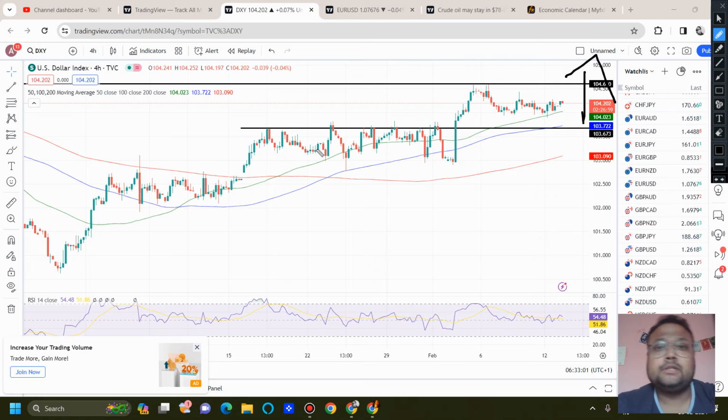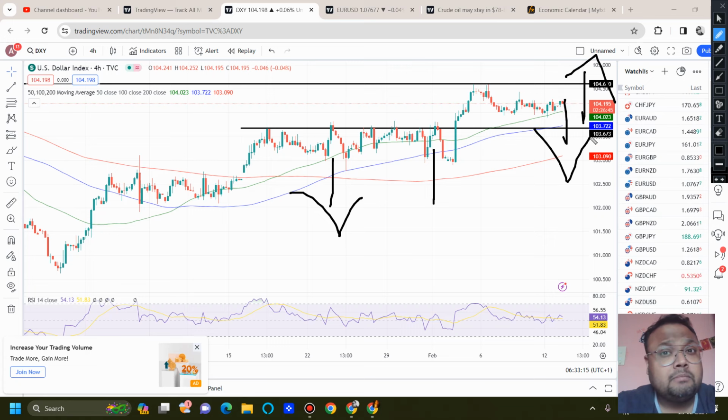But yes, the market is mostly expecting rate cuts. So if inflation is down, then there is a possibility that the Fed will be going for rate cuts, and in that case, DXY may show bearishness or selling. If that happens, we will see buying on Euro USD and GBP USD.